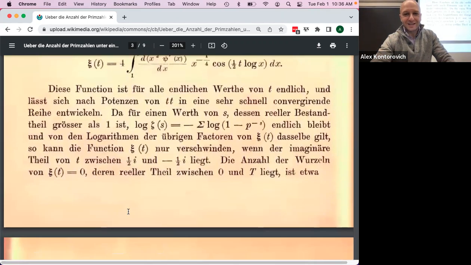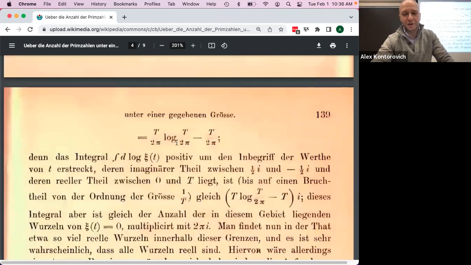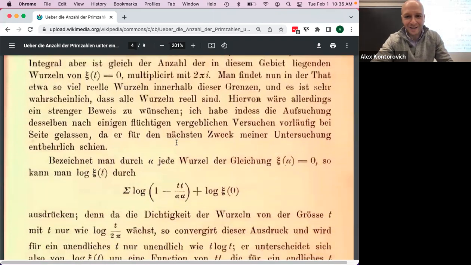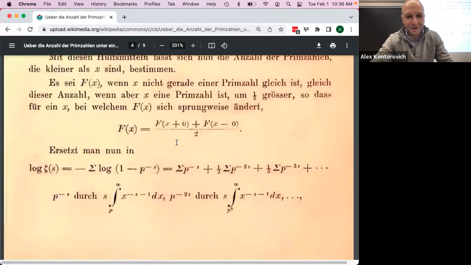And then he says, we're going to make a function. So this is the number of zeros. You compute the number of zeros by a contour integral. And then he says, so he knows how to count the zeros. Where is it?